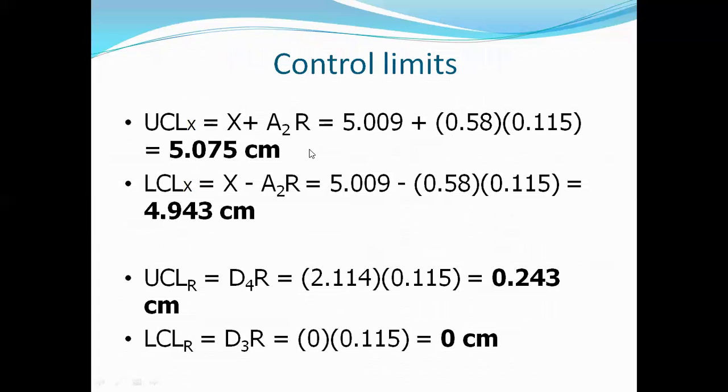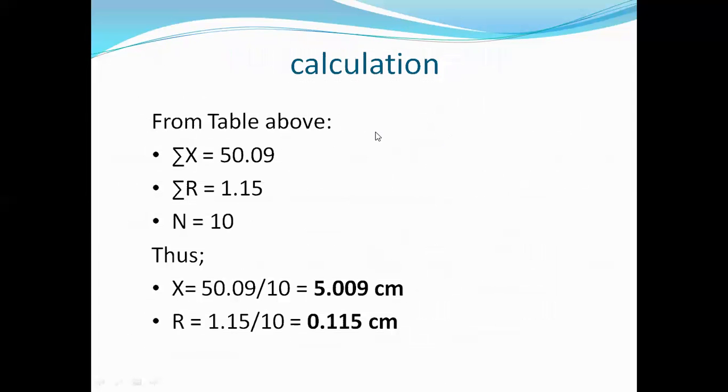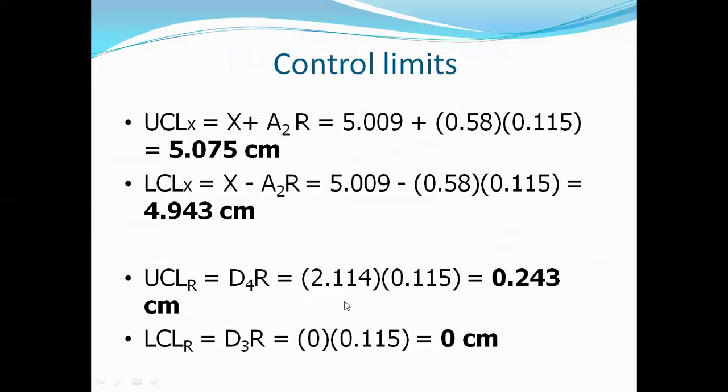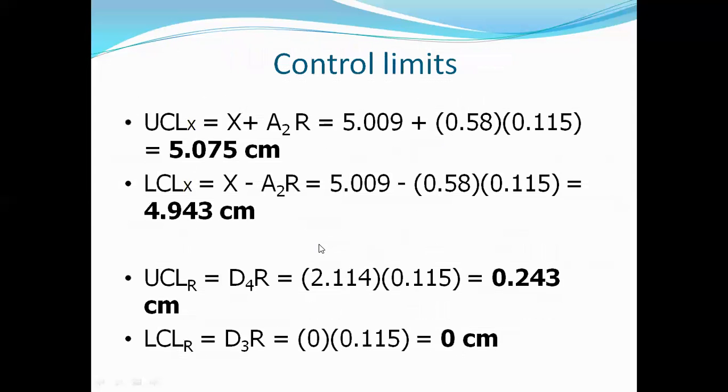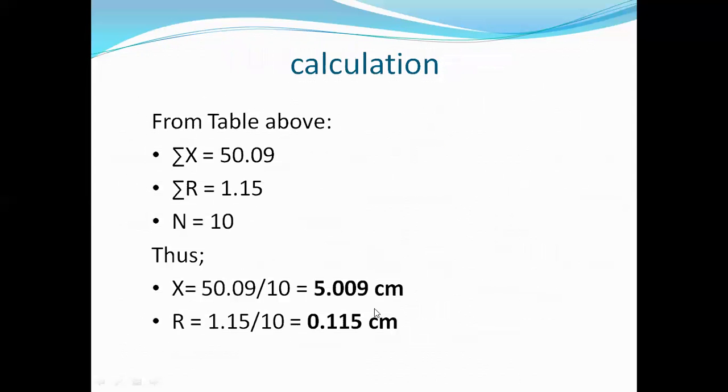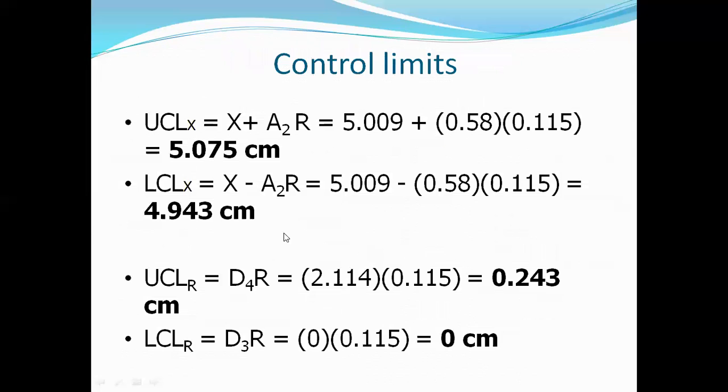So here you can simply put the value x double bar is 5.009. Okay, just put it plus A2. How do we calculate the A2? A2 is 0.58. Okay, into R bar, R bar is this much. So you get the upper control limit value. Okay, how do you calculate the lower control limit? Lower control limit value is this much. Okay, you calculate x double bar minus A2 into R bar.